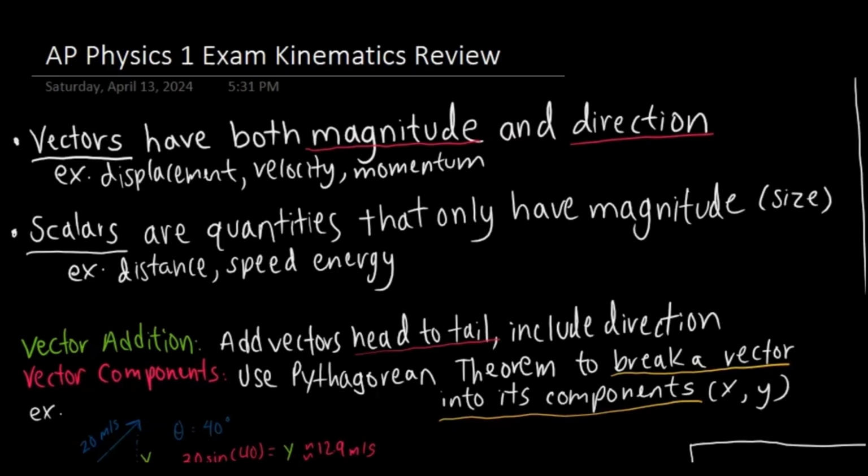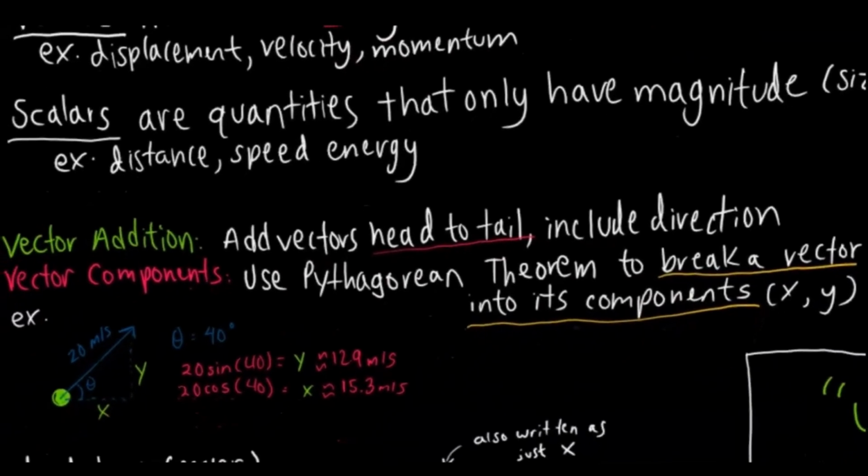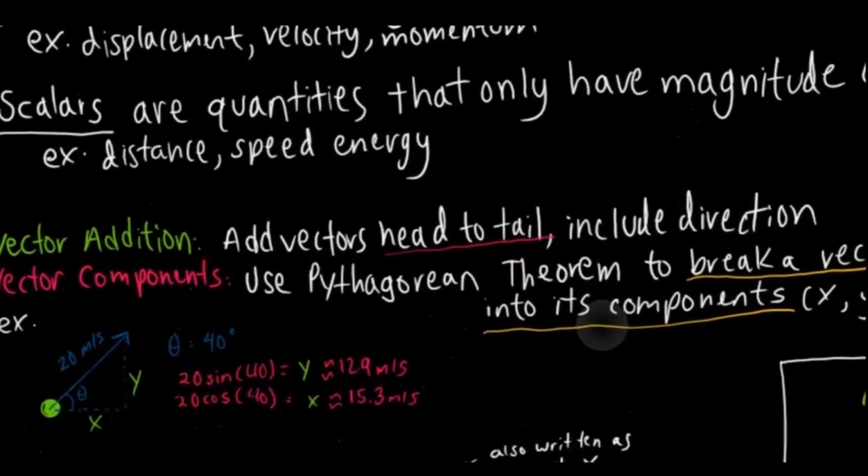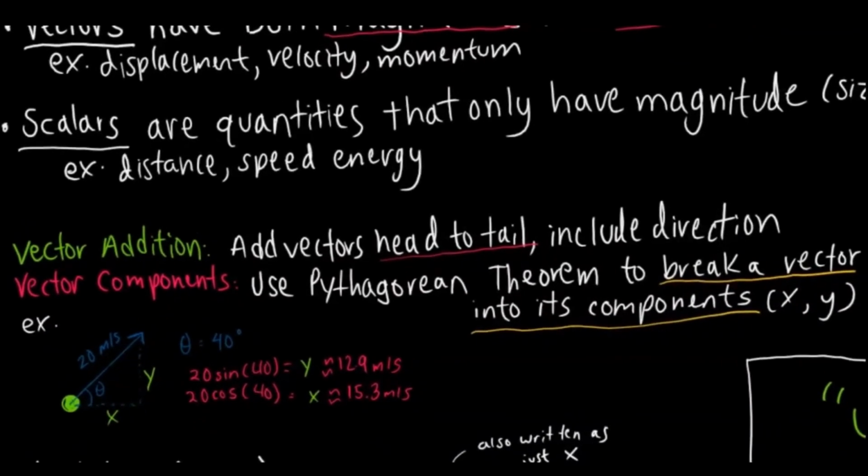speed, energy, distance. Now, when you're adding these vectors, there may be some problems that show up in terms of testing your knowledge on adding vectors. You need to add vectors from head to tail and also include the direction. And the more important part of vectors in terms of the actual exam is being able to break them apart into components. Once you break them apart into components, you want to use the Pythagorean theorem to analyze it.